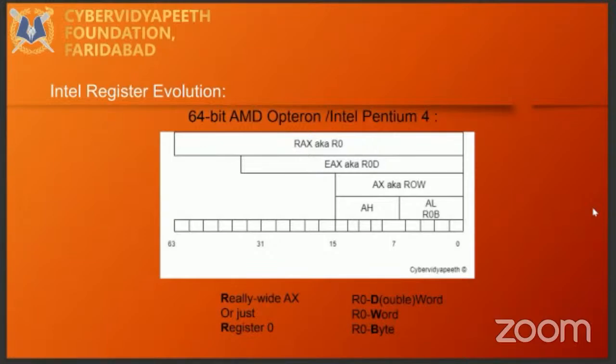Then if you say R0W, which means R0 word, that means 16 bits or a word. Okay. Then if you say R0D, it means the R0 register, but a double word. So a double word is basically 16 into 2, which is 32 bits. And then if you have R0 simply, then that just means 64 bits.